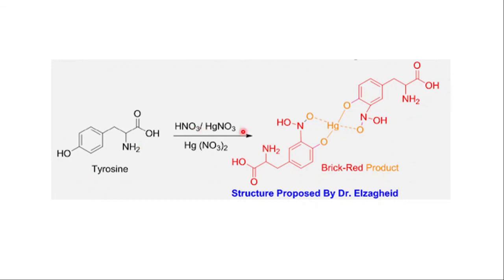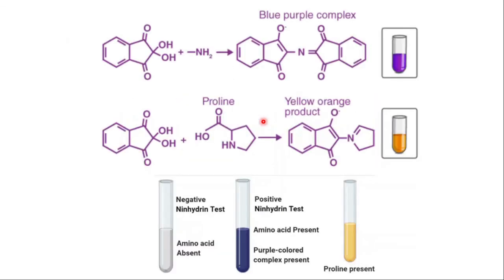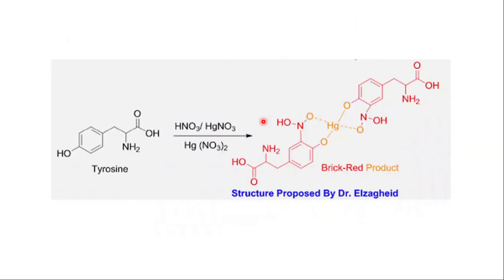Tyrosine, when you react it with mercuric nitrate and nitric acid, forms a mercuric complex. This is the proposed structure. For the possible formation of the brick red product, or the slightly red color you get, this may be because of what has been proposed with the spectroscopic evidence. Okay, these are all the 3 tests for proteins.